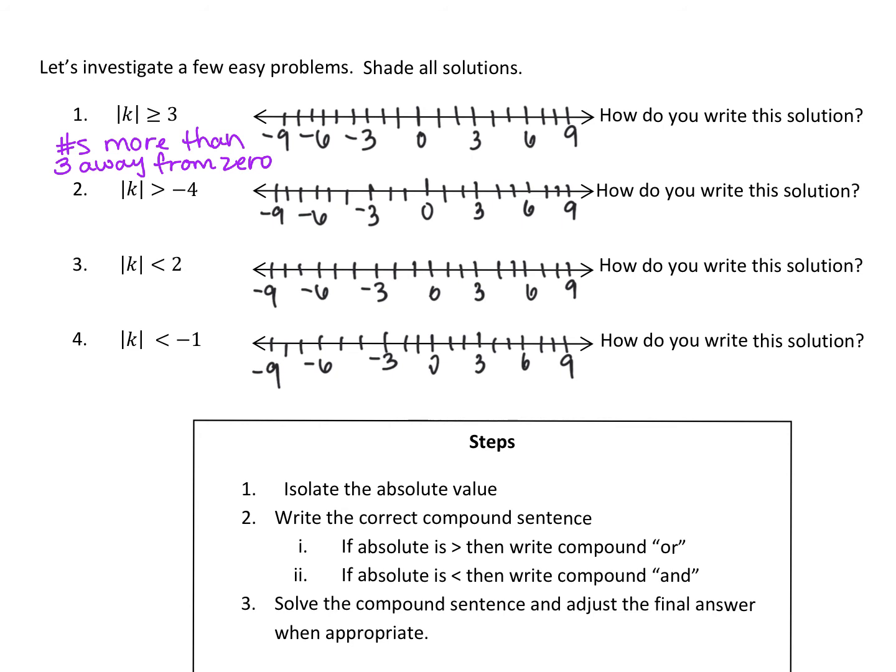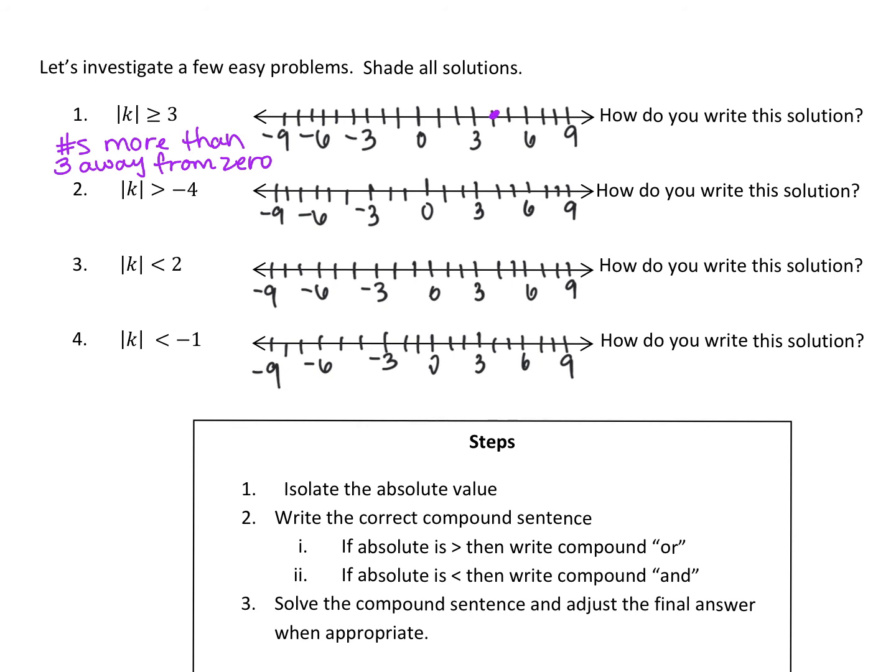Take a second and look at the person's number line next to you. Okay, do they have it correct? Did they pick numbers that are more than 3 away from 0, or did they make a mistake? Check each other out. How did they do? Okay, can you throw out some numbers that are more than 3 away from 0?